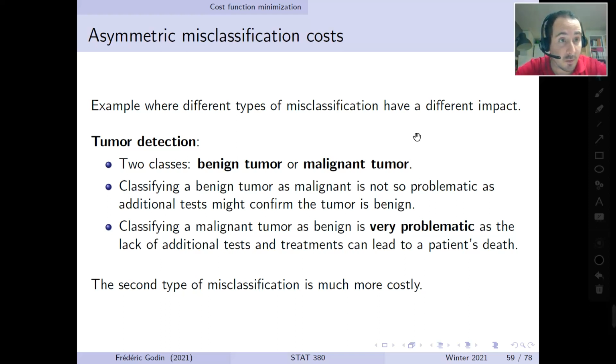If you have a malignant tumor but you classify it as benign, then you will maybe not treat it as urgently as you should, and the lack of treatment might lead to the death of the patient. So the cost of the first type of misclassification is much less than the cost of the second type, because the latter might lead to death, whereas the former might lead to a few additional tests, which would cost some money, but is much less tragic than dying. So here in this example, the second type of misclassification is much more costly.